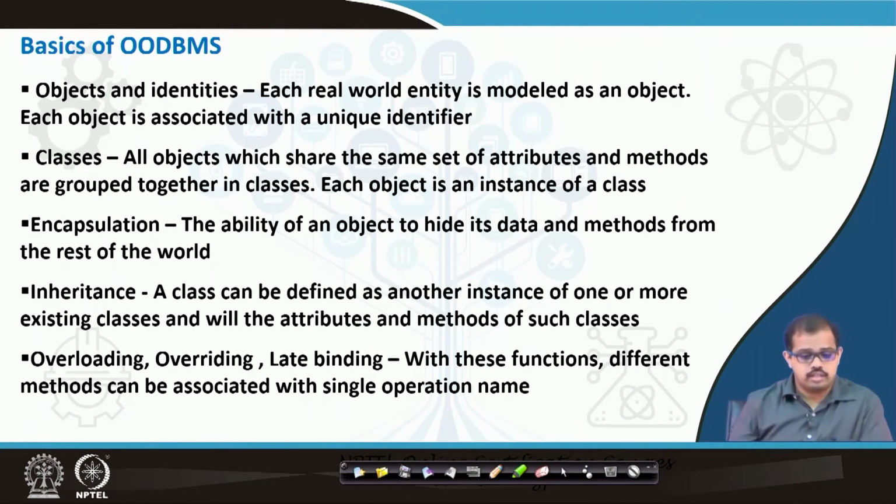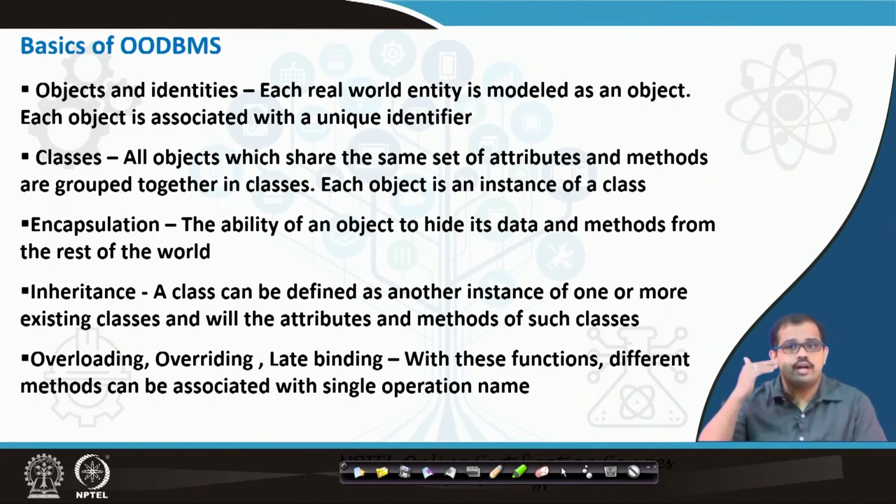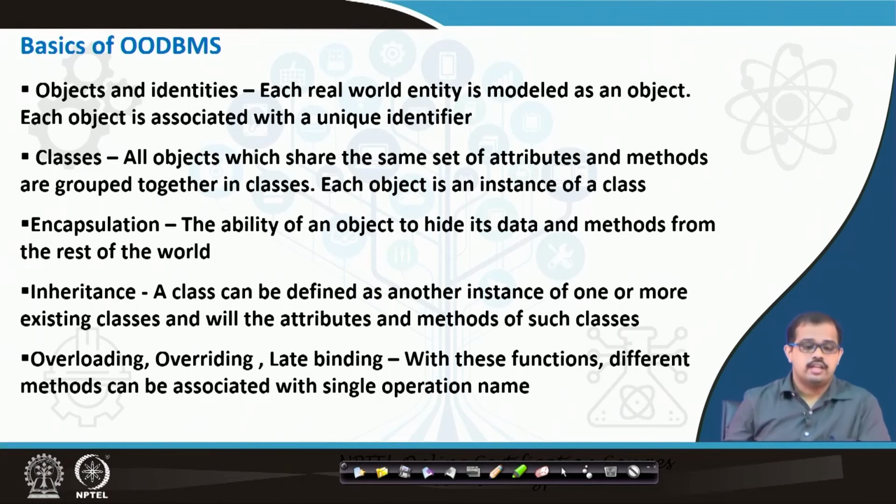So, when we look at object oriented database, we have objects and identities. Each real world entity is modeled as an object, and each object is associated with a unique identifier. That is very important. It always has a unique identifier, and, as in object oriented programming, you have classes here. All objects which share the same set of attributes and methods are grouped together in classes.